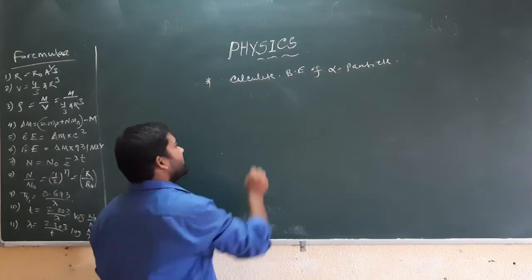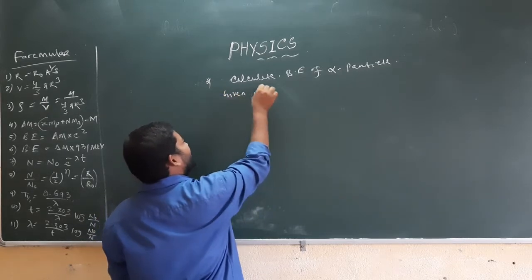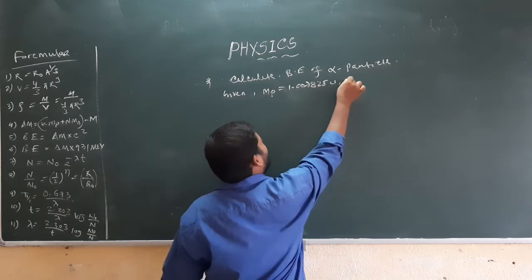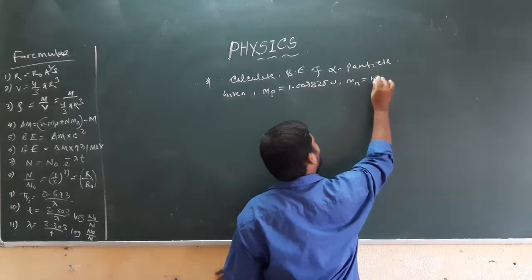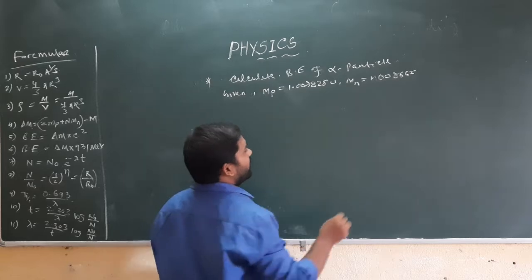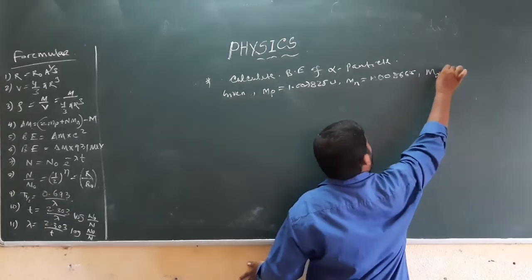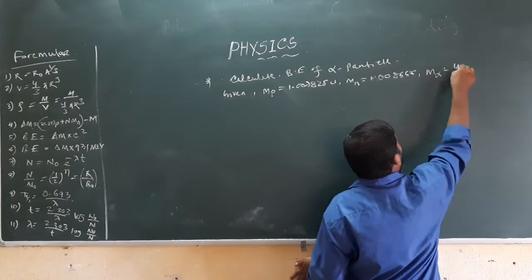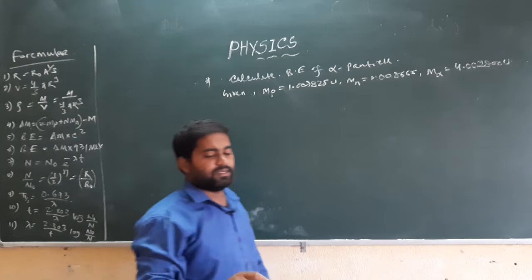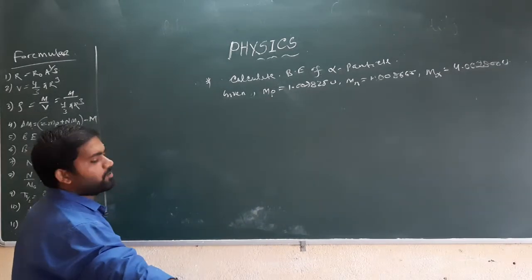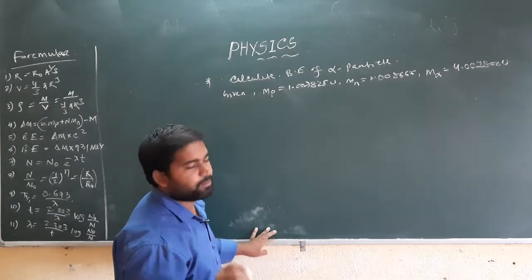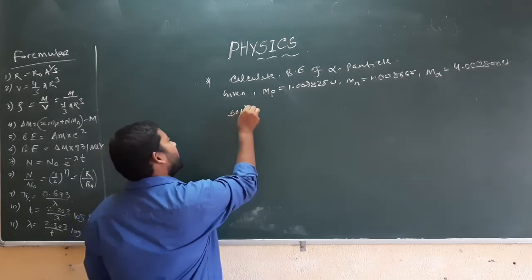The given data: mass of proton is 1.007825, mass of neutron is 1.008665, and mass of alpha particle is 4.002800 U. So these are the different data given in the problem, and by using this data we have to calculate the binding energy of the alpha particle. So let's do the problem.